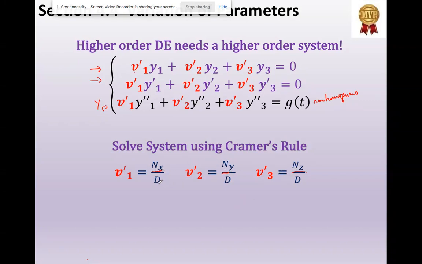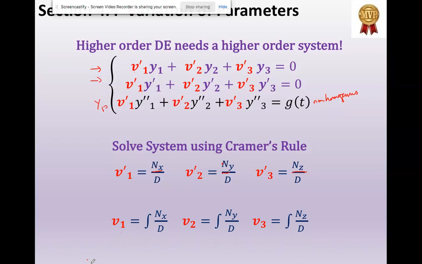All three determinants have the same denominator. I call that D. Each one has a different numerator. So I just need to tell you how to find, not how to find a 3 by 3 determinant. You know how to do that, but which determinants are each one of these. So here you go. You ready?